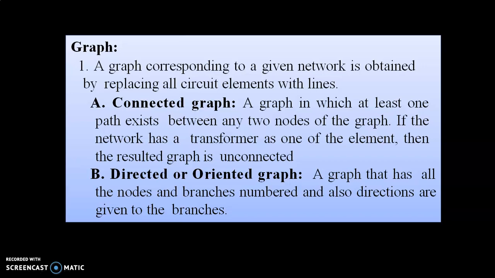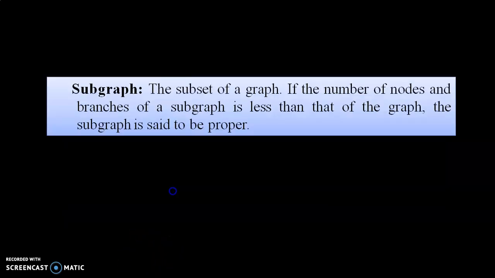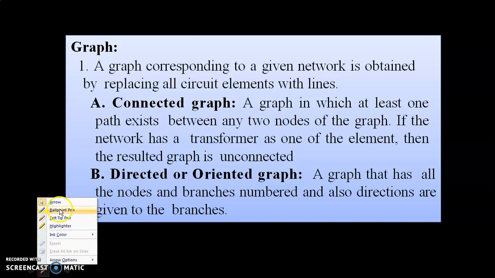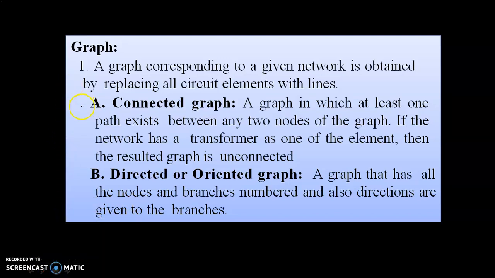There are basically in this category two types of graph we will study. One is your connected graph. This is your connected graph. A connected graph is one in which at least one path exists between any two nodes of the graph.